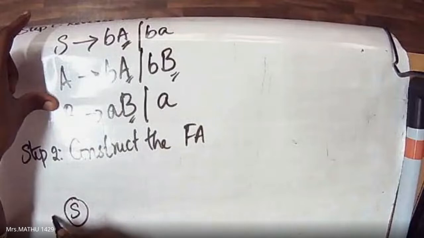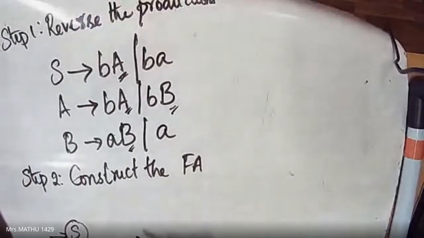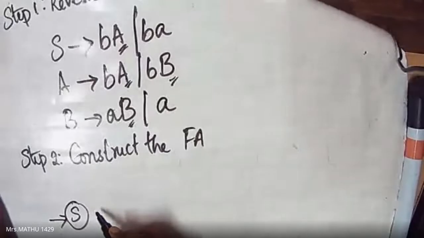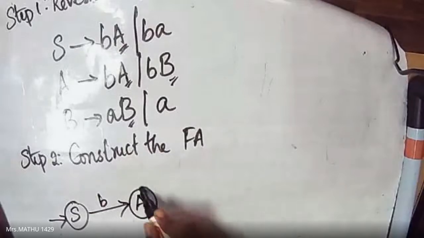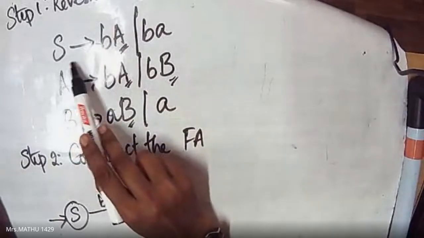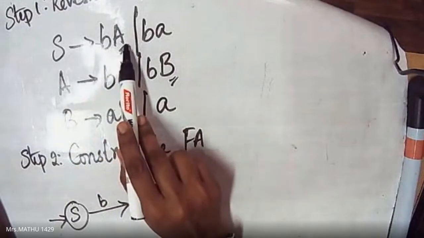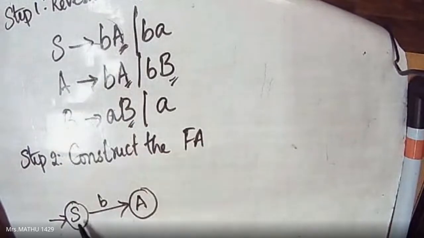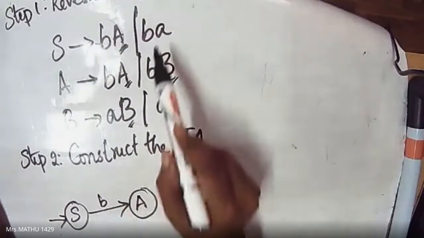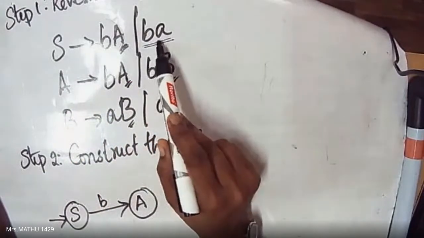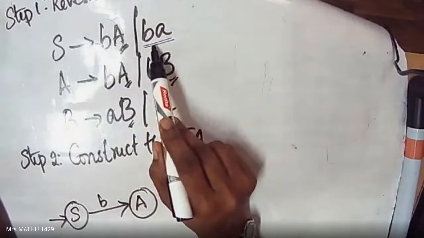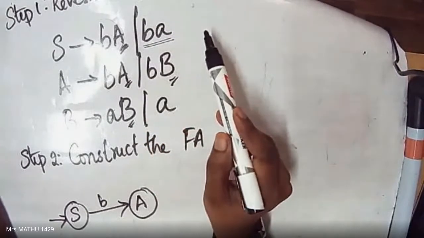S is the initial state, and from S on reading B it goes to state A. So we are taking the first production, S gives BA. How can this be converted into a finite automata? S and A are the states, and the connecting edge will be reading the input symbol B. Then we go for the next production. What is the next production? S gives BA.